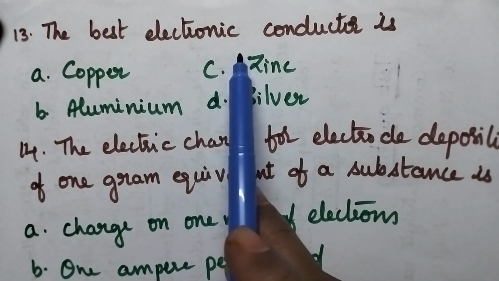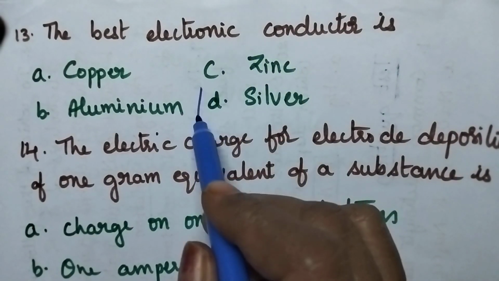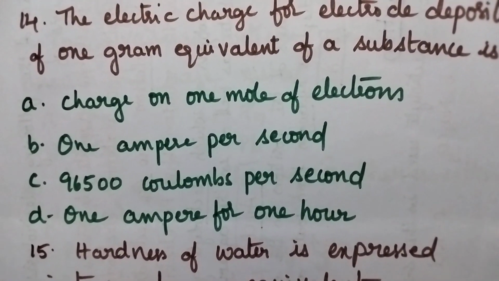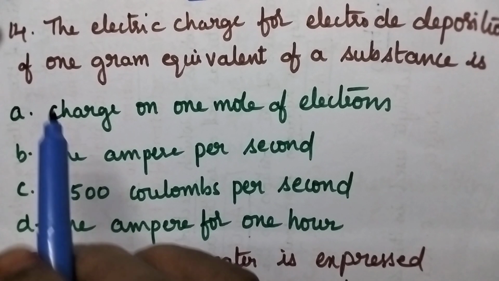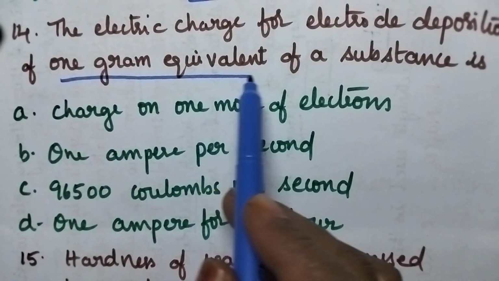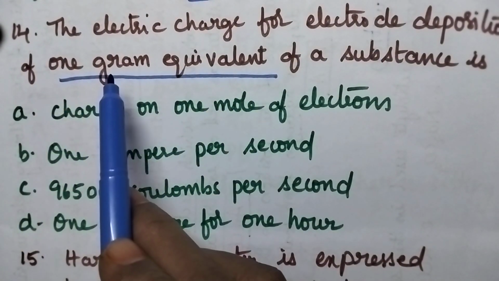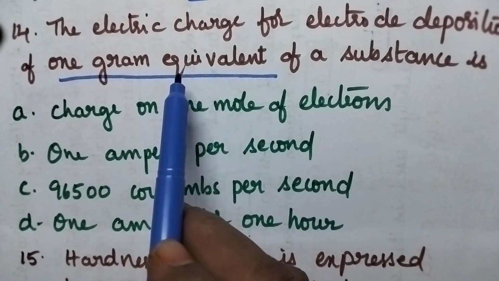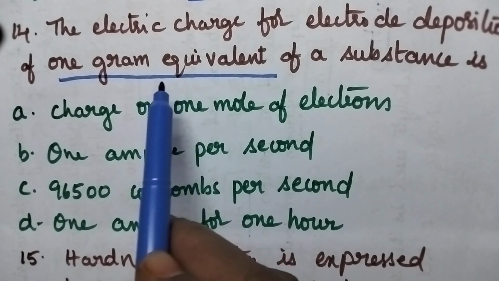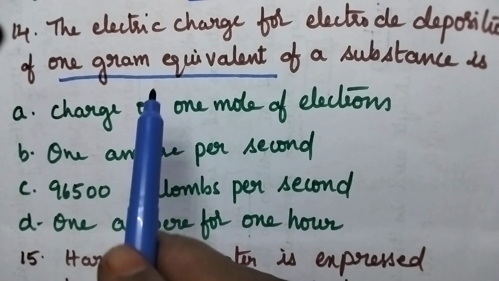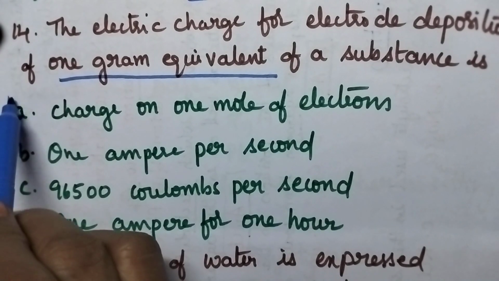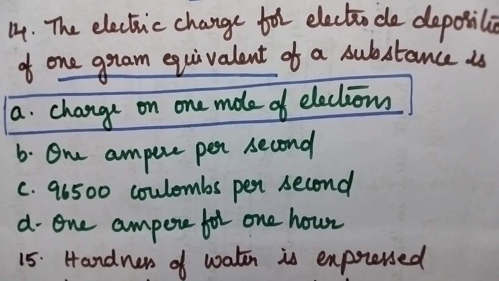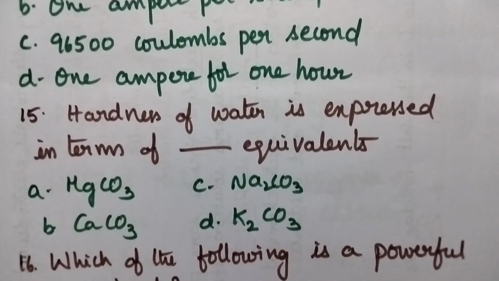The best electronic conductor is silver. So option D is the right answer. The electric charge for the electrodeposition of 1 gram equivalent weight of the substance is: 1 gram equivalent weight of the substance will be deposited when 1 Faraday of current is passed. Always, 1 Faraday of current carries 1 mole of electrons. So it is exactly the charge on 1 mole of electrons. So option A is the right answer.